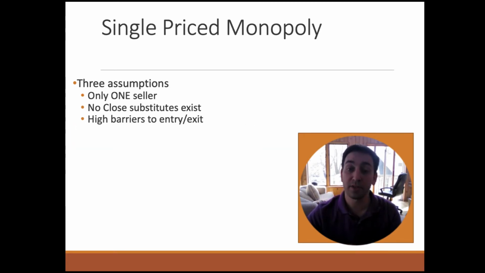In perfect competition, the entire theory was based off of 4 assumptions. In monopoly, we're going to be talking about 3 assumptions. There's just one seller. There are no close substitutes that exist. If there were close substitutes, I wouldn't really view it as having just one seller. And then there are high barriers to entry and exit. Again, the barriers are what determine what happens in the long run.